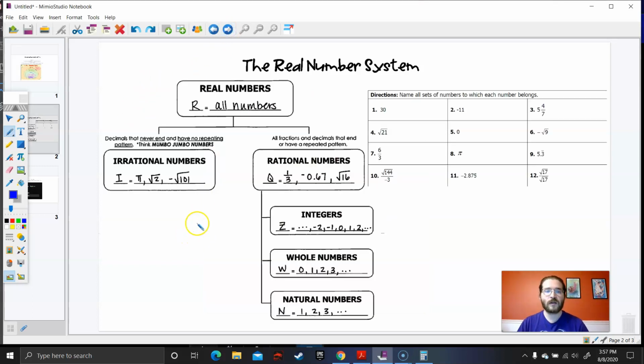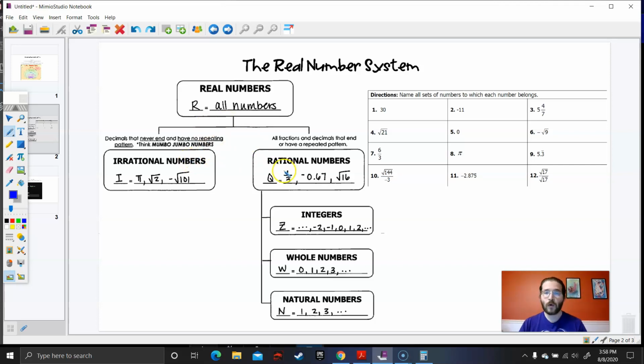All right, so let's take a look at this. We're going to be starting by talking about the real number system. All numbers that we're going to be working with this year are going to be termed real numbers. Those can be divided into two different categories, really.